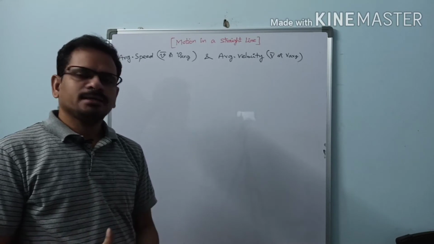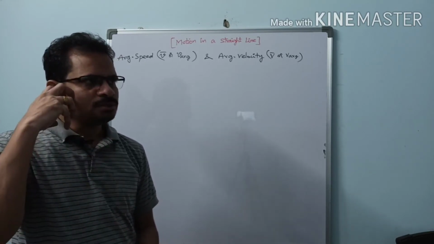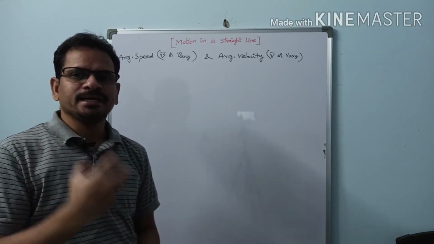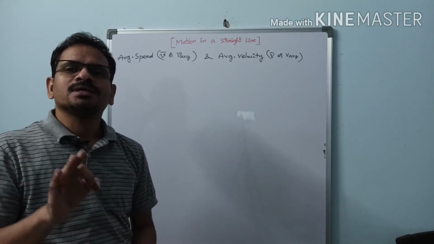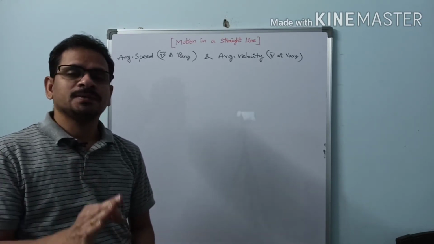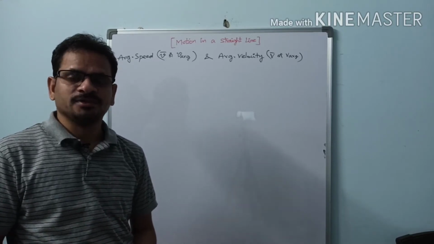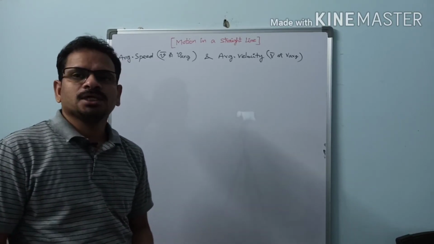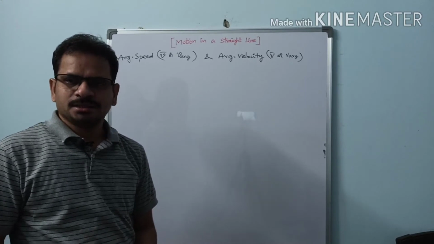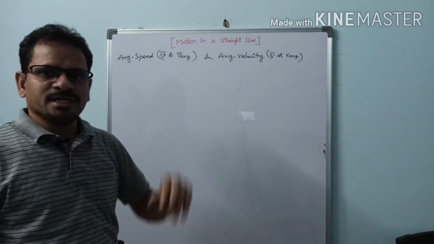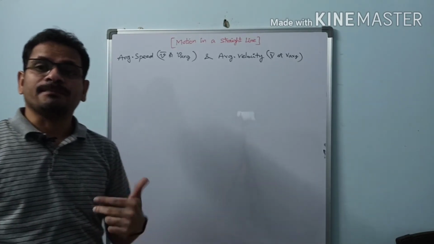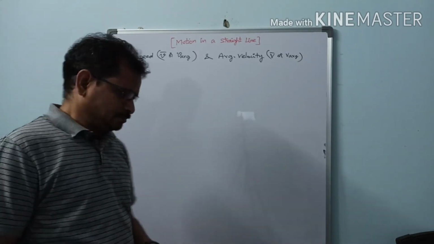To have an imaginative idea of what average speed is, we require a conceptual definition. The conceptual definition gives us an idea regarding that. And to solve problems, we do require a mathematical definition. So I will give you these two definitions for average speed and average velocity: the conceptual definition as well as the mathematical definition.